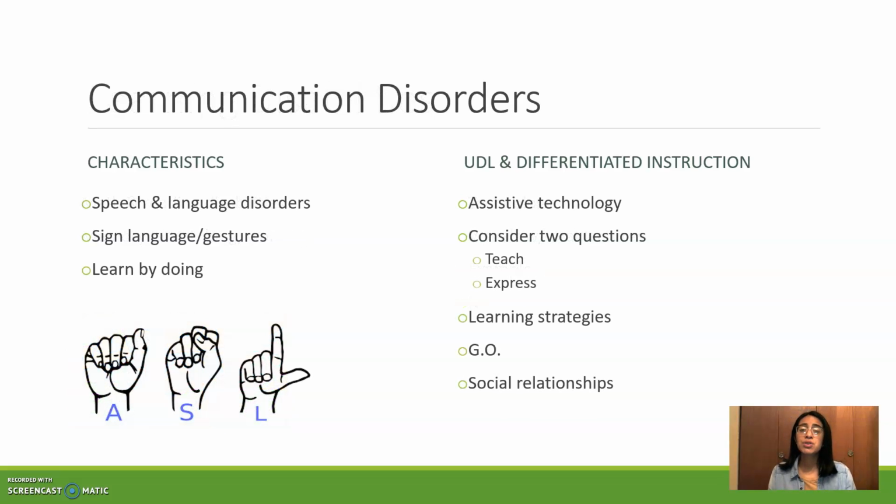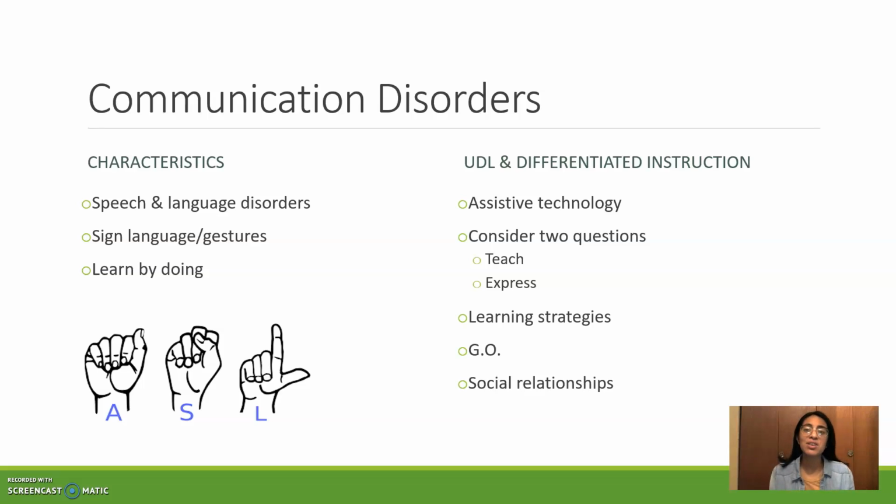Students who have communication disorders have speech and language disorders. A speech disorder is a disorder where the student has difficulties pronouncing a word, and a language disorder is receiving that information and trying to understand what is being said. So students with communication disorders communicate with American Sign Language or gestures and body language. And something that is very helpful is learning by doing. That can be very helpful for them because they're seeing what needs to be done, and they can practice that until it clicks and they remember how to do it.